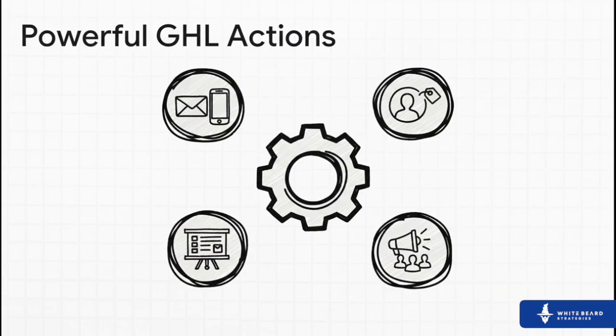And the range of actions you can take here is huge. Of course, you can send communications like emails and texts, but what's really powerful is how you can organize your business on the inside, like automatically adding a tag to a contact, creating a sales opportunity in your pipeline, or even just pinging a specific team member to let them know they need to follow up.